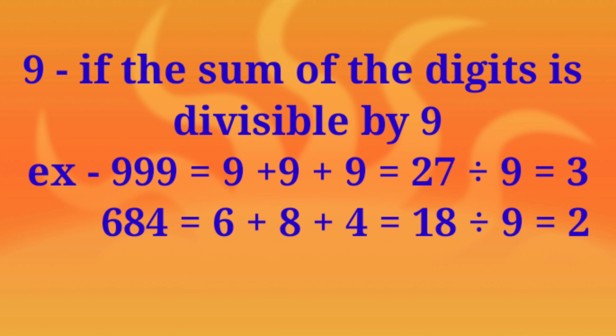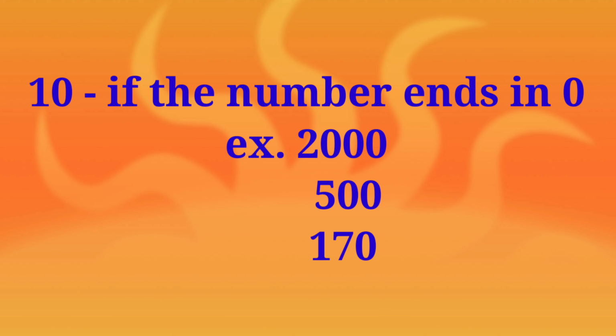Okay, so I have here the last number, 10. When is a number divisible by 10? A number is divisible by 10 if the number ends in 0. Okay, for example, 2,000, 500, 170. All the examples that I gave all end in zeros. So therefore, these numbers are divisible by 10.